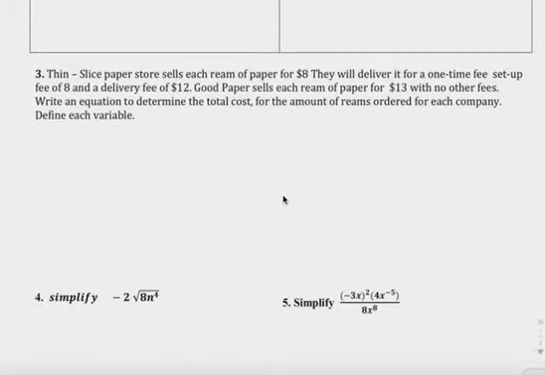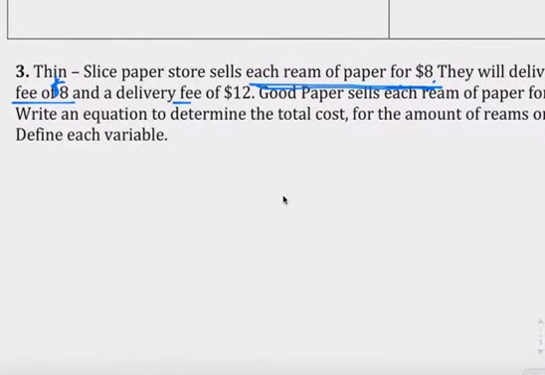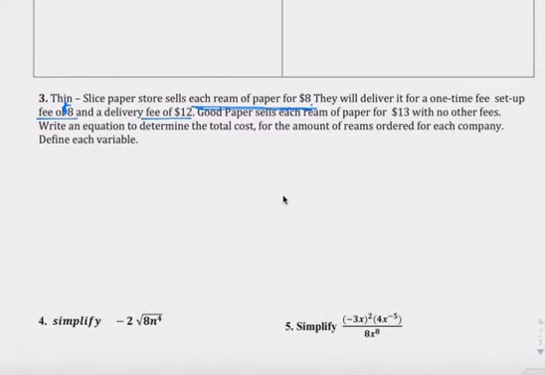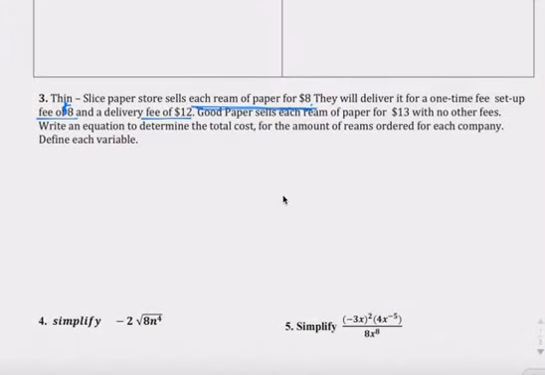Thin Slice sells each ream for $8. They will deliver it for a one-time setup fee of $8 and a delivery fee of $12. Okay, so Good Paper sells each ream for $13 with no other fee.